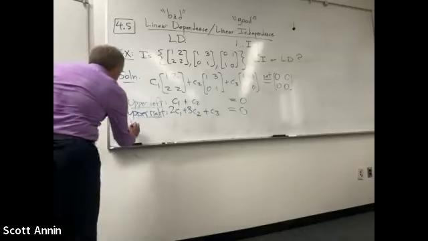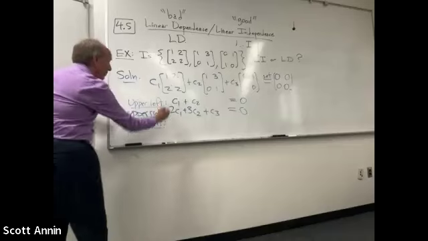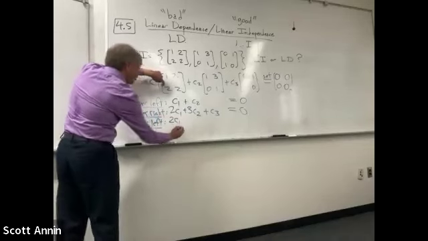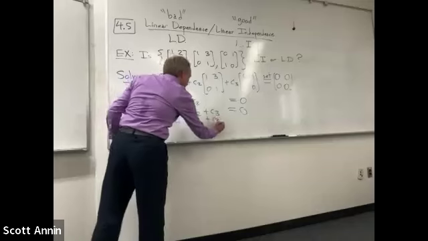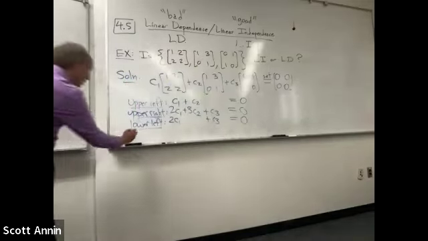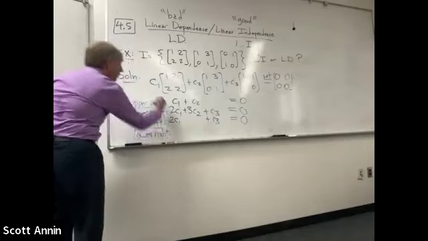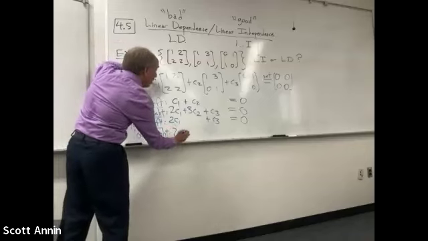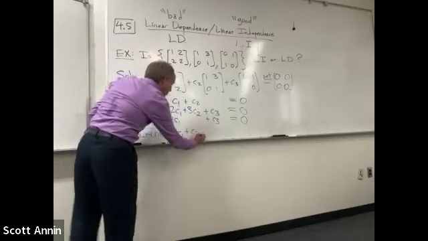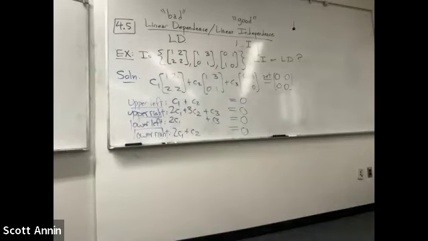The lower left corner: I've got a 2C1 on the lower left, plus a C3. That's equal to 0. And then on the lower right corner, I've got my 2C1 plus C2 equal to 0. So I make that little system.